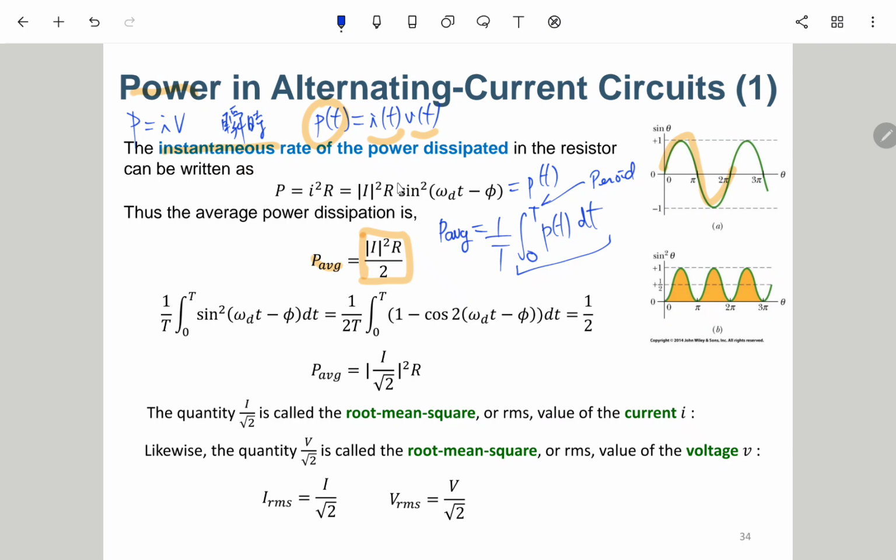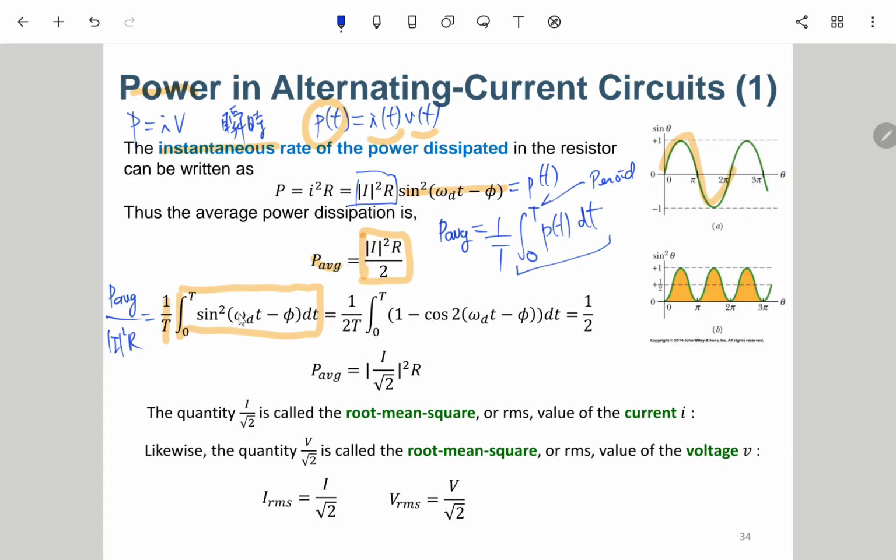This is a constant with respect to the time. Okay, so I mean this I square out is a constant with respect to time, so we can put it outside. Okay, and then finally, what we need to care about is this sine square. So here we try to consider this stuff, okay, which is part of the P average. Okay, we can consider this is P average divided by I square out. Okay, so this is like this.